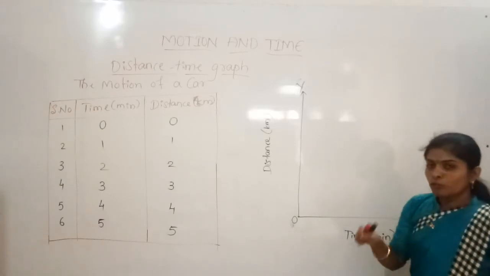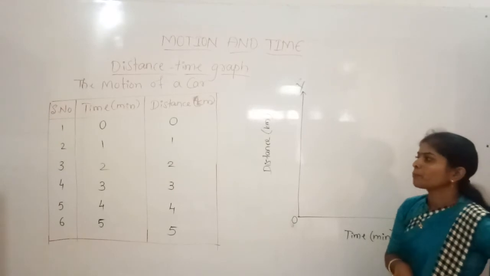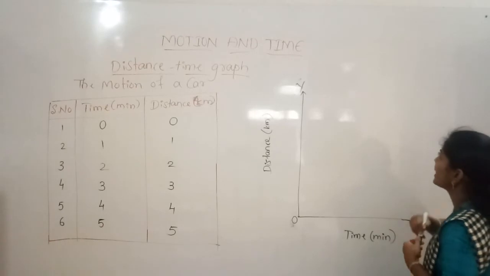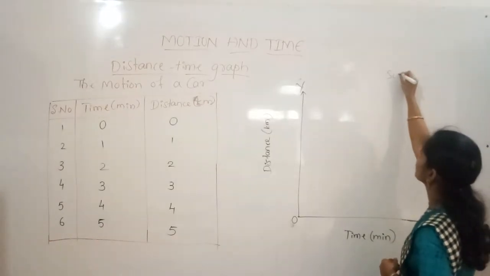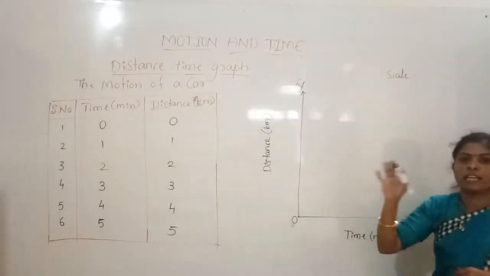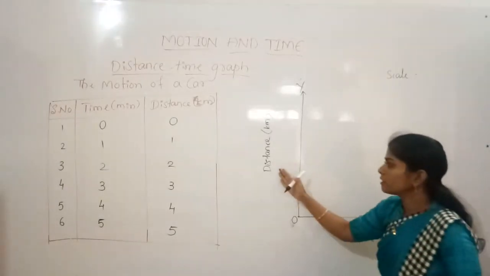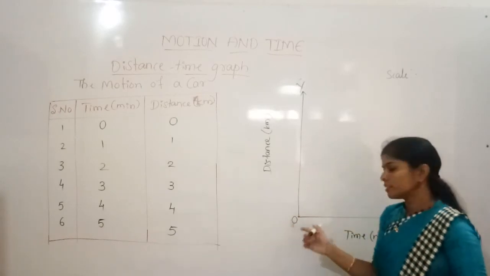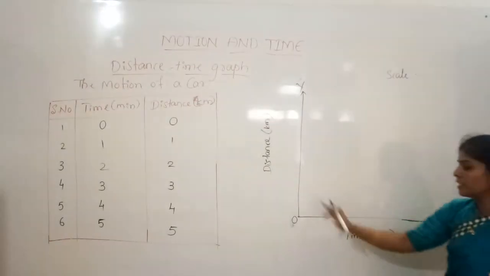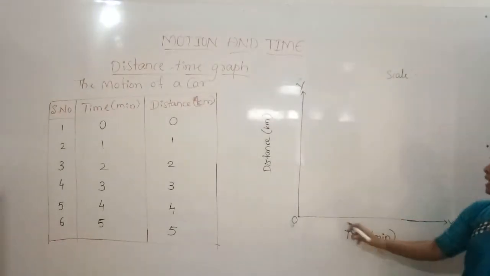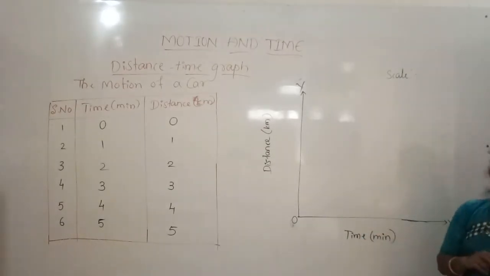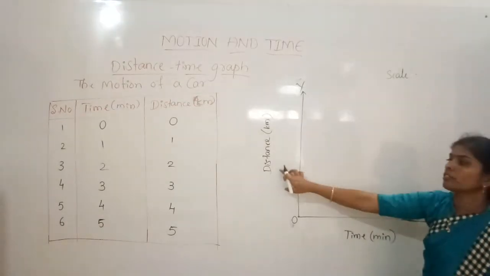So to plot the graph, we have to take the scale. Now along the y axis, the scale has to be taken, and this is compulsory, whatever the parameters we have to take here. What distance we take along the y-axis and what time we take along the x-axis, mentioning this is compulsory, because only if you write it, how can we know what the distance and what the time is here?